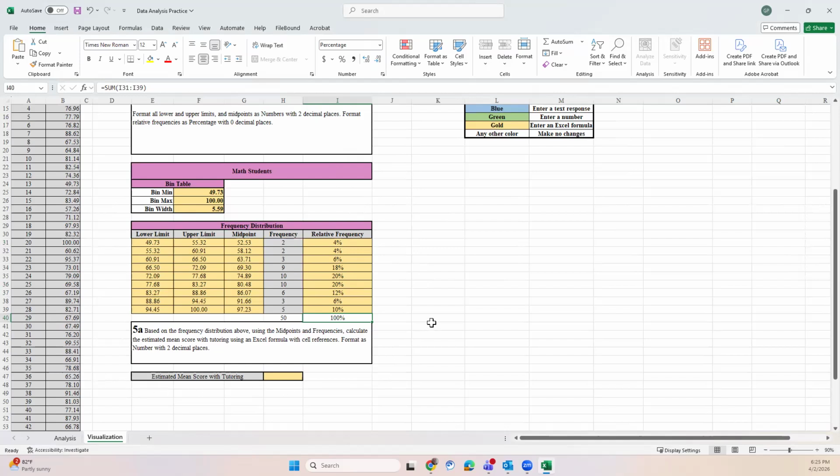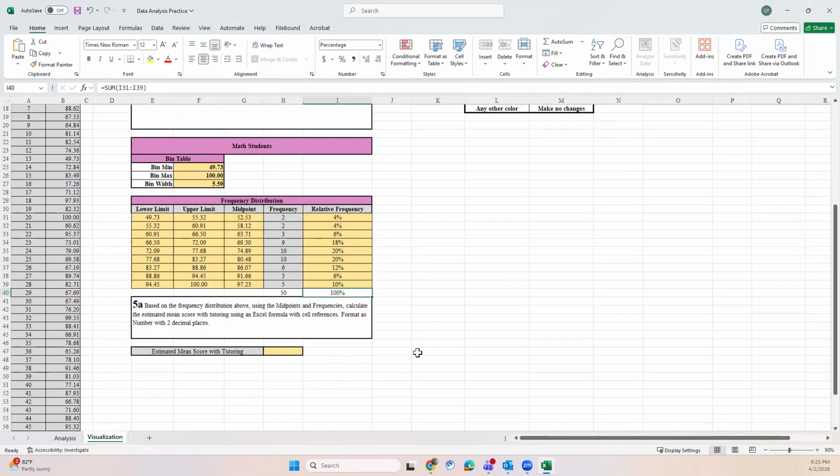Now the estimated mean score. Oh, wow, this still says with tutoring. Oops, that should say math students. It's fine. For this, in the major assignment, it would say for tutoring. So what do we do? Well, we do the midpoint times the frequency plus this midpoint times this frequency plus this midpoint times, and we do all of that in parentheses, and then we divide by the 50 again. Or because that's a lot of work and we're math people now, we're learning laziness. No, we're learning understanding, and that helps us save time.